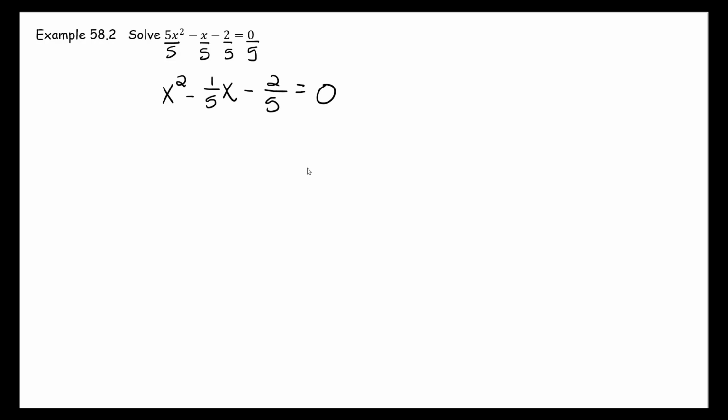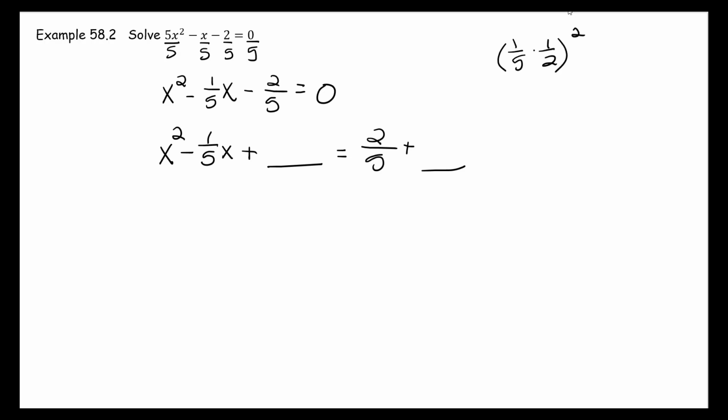Now we are going to move the 2/5 back to the other side of the equation and leave a blank because we're going to fill that blank in. We're going to move the 2/5 over. It's going to become positive 2/5, and we're going to put plus blank. All right, what goes in the blank is going to be half the x coefficient squared, so 1/5. Take 1/2 of it and then square it, which is 1/10 squared, which is 1/100th. So we're going to add 1/100th to both sides.